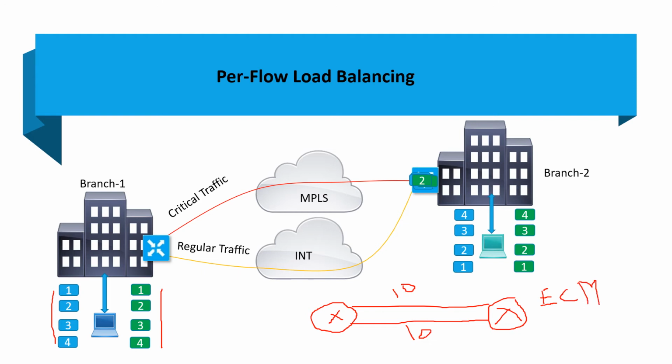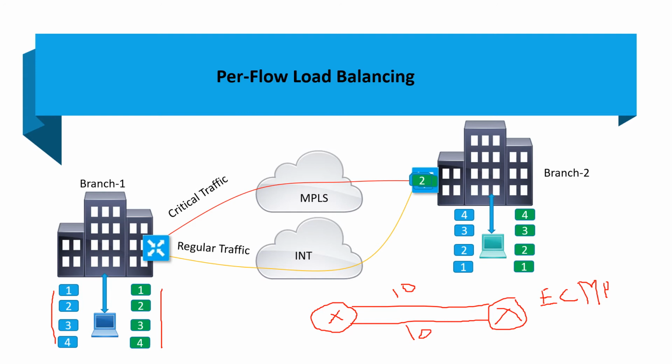In ECMP, it is going to do my distribution of the flow across all the available links. However, the challenge I see in the legacy world, I have only one protocol available which does unequal cost multipathing, which is going to be the EIGRP.